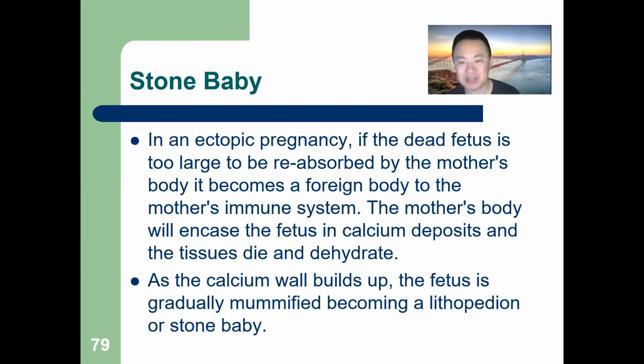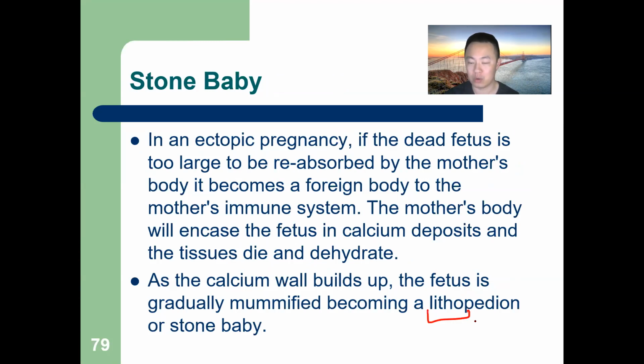Okay, let's talk about the stone baby. In an ectopic pregnancy, if the dead fetus is too large to be reabsorbed by the mother's body, it becomes a foreign body to the mother's immune system. The mother's body will encase the fetus in calcium deposits, and the tissues will die and dehydrate. Now, as the calcium wall builds up, the fetus is gradually mummified, becoming a lithopedion, or stone baby.